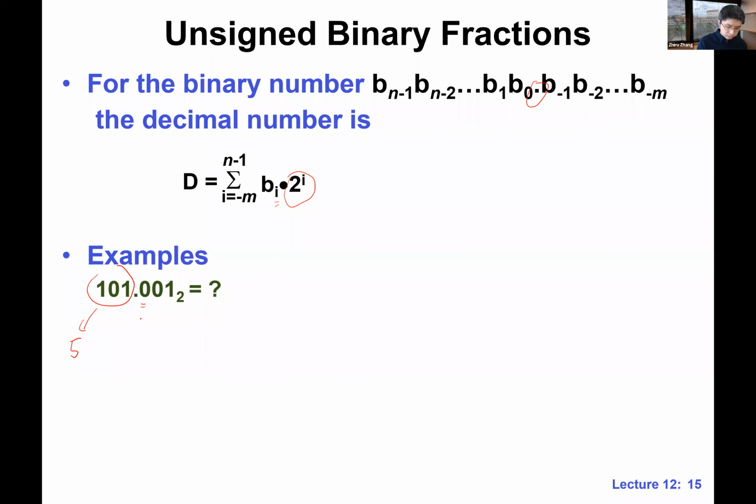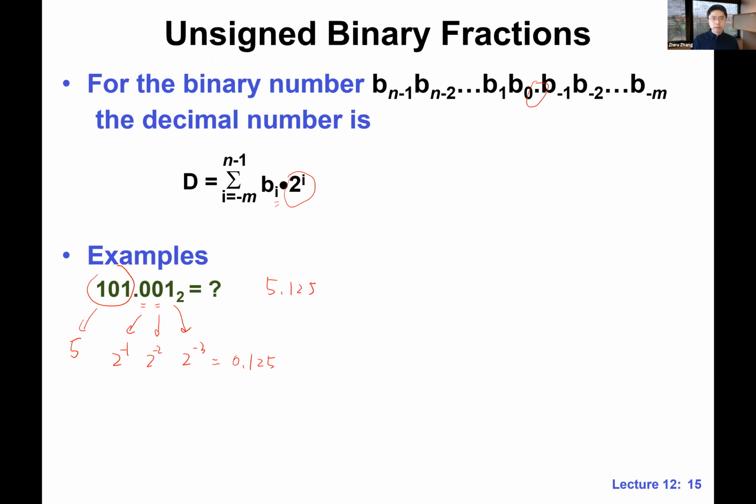We really don't care, but the corresponding weight for this place is 2 to the -1. And the second 0, again, since this is 0, we don't really care, but this is 2 to the -2. And this one, the weight is 2 to the -3, which is 0.125, 1/8. And in the end, we have 5.125. So this is how we represent fractional values. This is the so-called fixed point format, where we fix the position of the binary point.